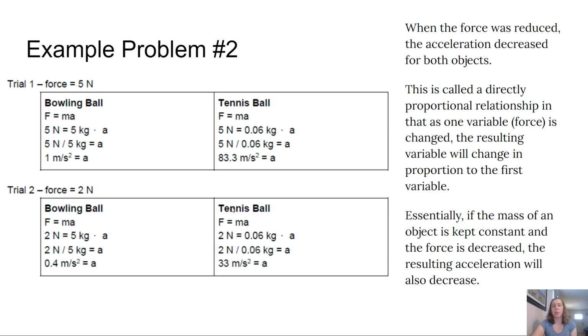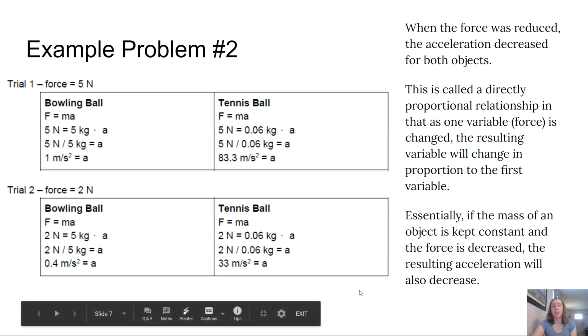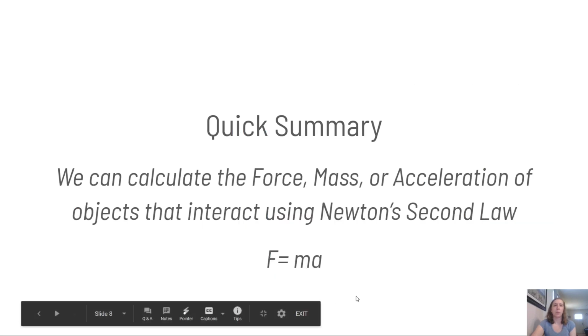Essentially, if the mass of an object is kept constant and the force is decreased, the resulting acceleration will also decrease, which we saw in our example here. Quick summary: we can calculate the force, mass, or acceleration of objects that interact using Newton's second law. So if I'm given 2 out of 3 variables, force, mass, or acceleration, then I can find the missing variable.